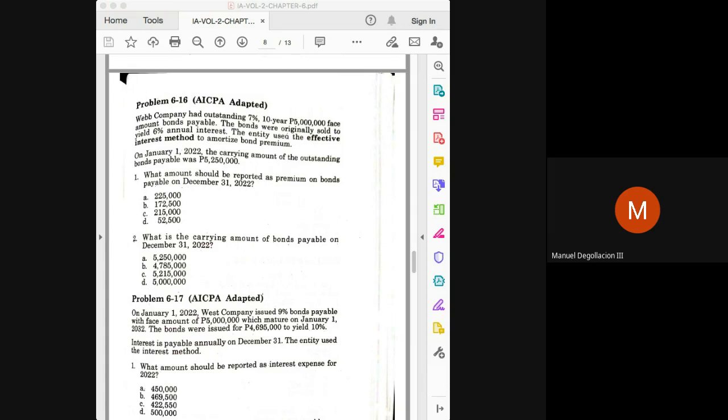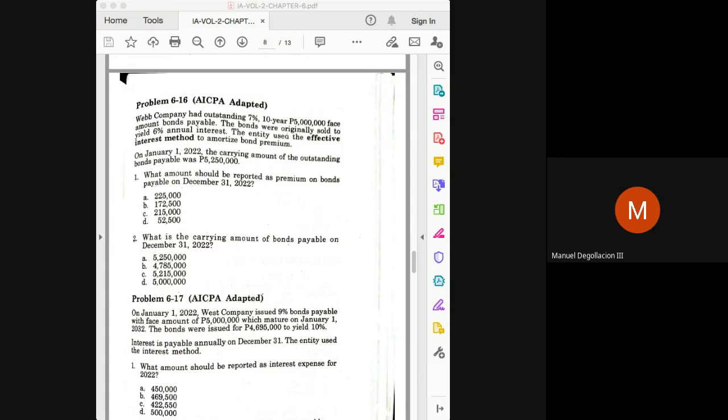Now, knowing that the amortization of the premium is 35,000, we can already answer the first question here, which is how much is the premium to be reported on December 31, 2022. All we have to do is deduct the amortization of 35,000 from the starting or initial bond premium amounting to 250,000. So the remaining premium, or the unamortized premium, as of December 31, 2022 would be equal to 250,000 minus 35,000, and that will give you 215,000. So the answer there would be Charlie.